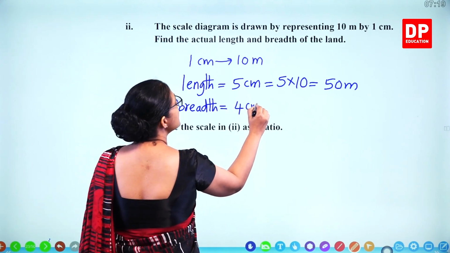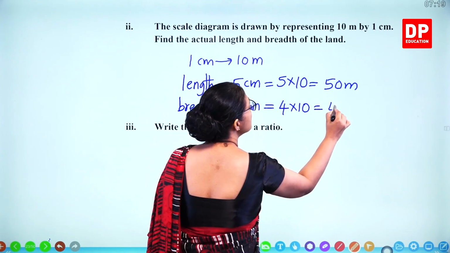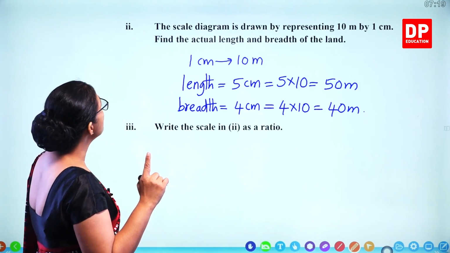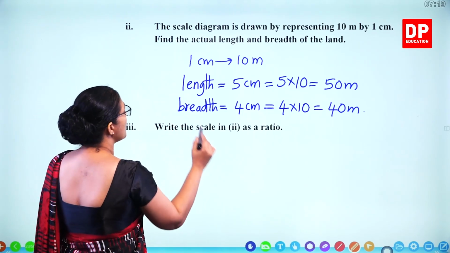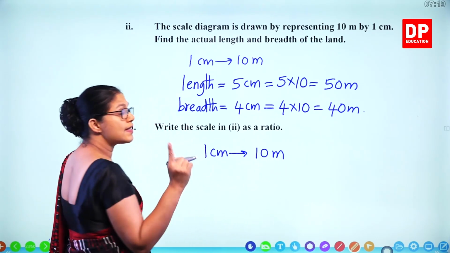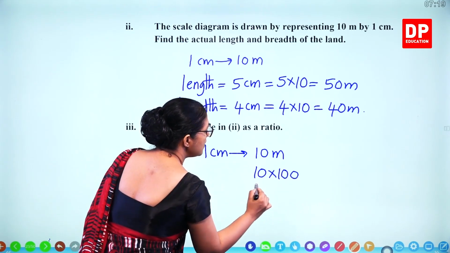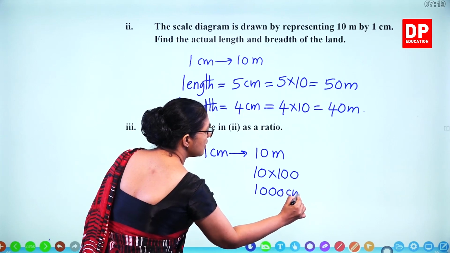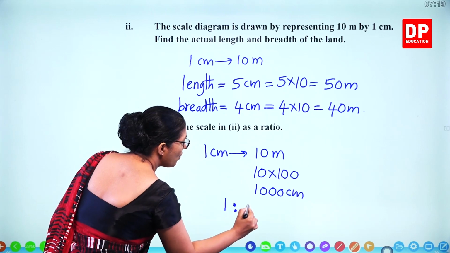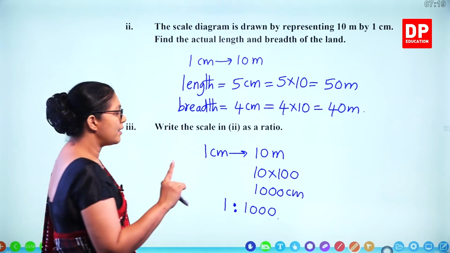4 centimeters in the scale diagram, multiplied by 10, you get 40 meters. Write the scale as a ratio. This one: 1 centimeter is 10 meters. Convert to centimeters, 10 times 100, that means 1000 centimeters. So you can write as a ratio without the units, 1 to 1000. When you are writing as a ratio, we don't write the units.